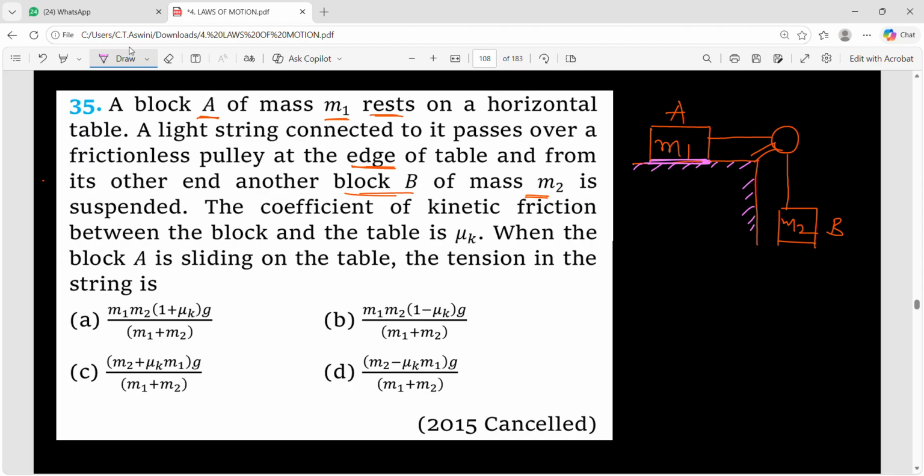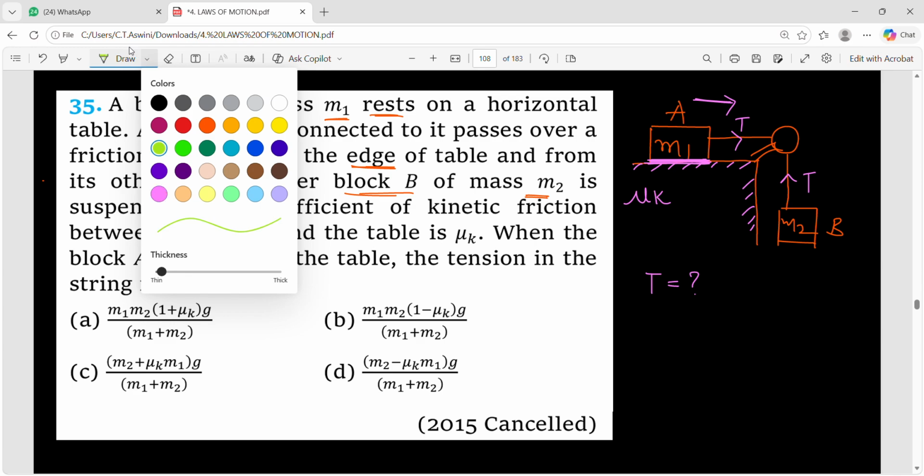Between the block and the table, there is a contact. So there is a frictional force. And what is the coefficient of kinetic friction? That is mu k. When the block A is sliding on the table, the tension in the string will be away from the block. You have to find out this tension value when the block A is sliding on the table.